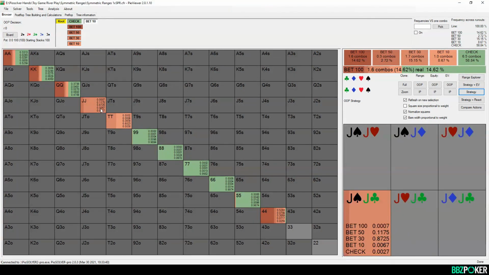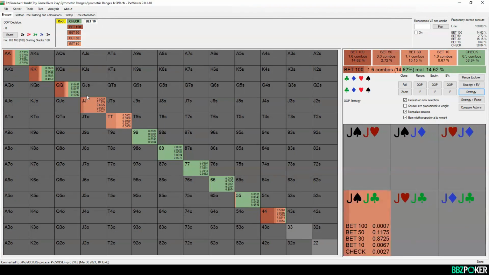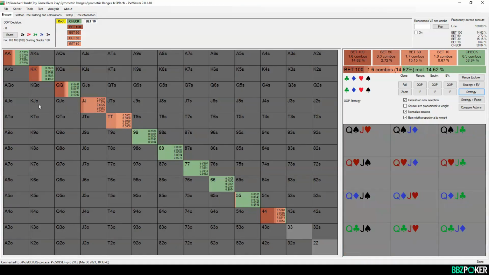This type of hand you want to bet. Okay, so that's very important. Again, this is one of the most common mistakes I see in terms of evaluating river play. So that's why I spent a little bit of time on it.